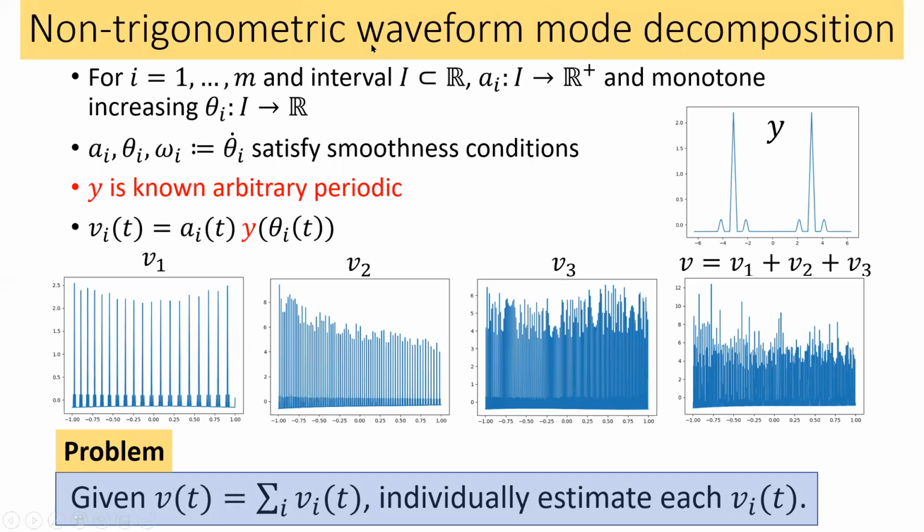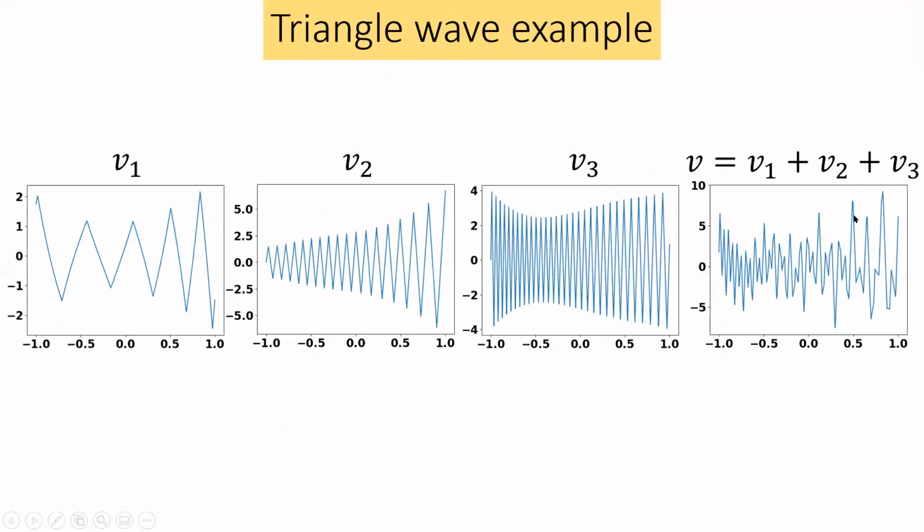So to introduce the non-trigonometric variant of this problem, all we do is we replace the cosine with some known arbitrary periodic function. In this case, we take that to be a synthetic EKG wave. Here we have mode 1, mode 2, mode 3. And the question is, from the composite signal V, how can we recover mode 1, mode 2, mode 3? We can also do this for any arbitrary waveform. So here we have this plotted out for a triangle wave.